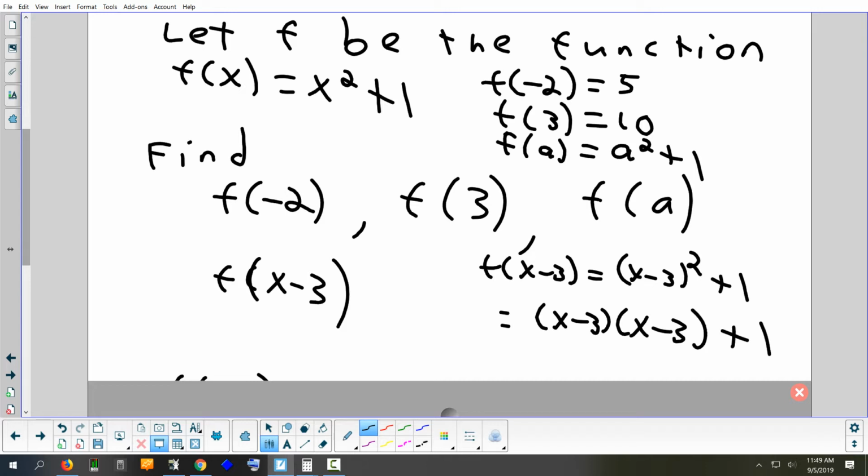How do you do this out? x minus 3 times x minus 3. Sometimes there's a word people use to remember it. FOIL. Yeah, this is like FOIL. x times x. What's x times -3?